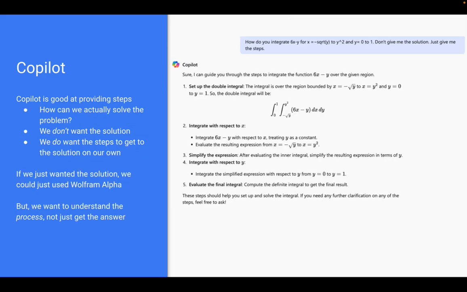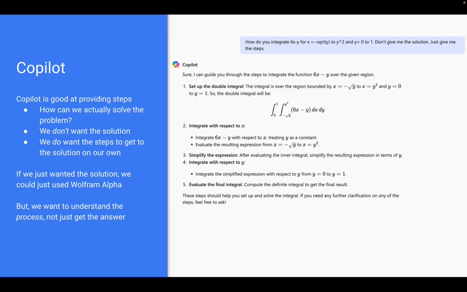Now we can try to solve the problem. Even after the response about the similarities and differences between multivariable integration and single variable integration, we still might be stuck on how to actually solve the problem. As we learned in the last lecture, Wolfram Alpha isn't great at providing steps and doesn't provide any explanations, but Copilot is good at providing steps and explanations.